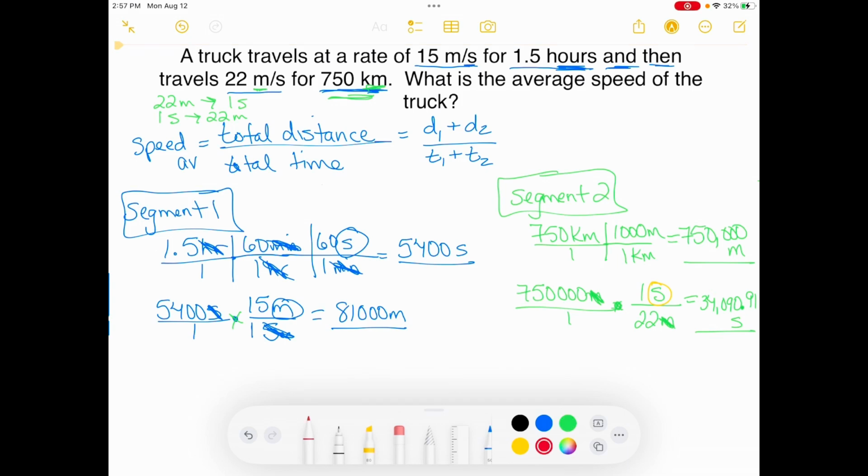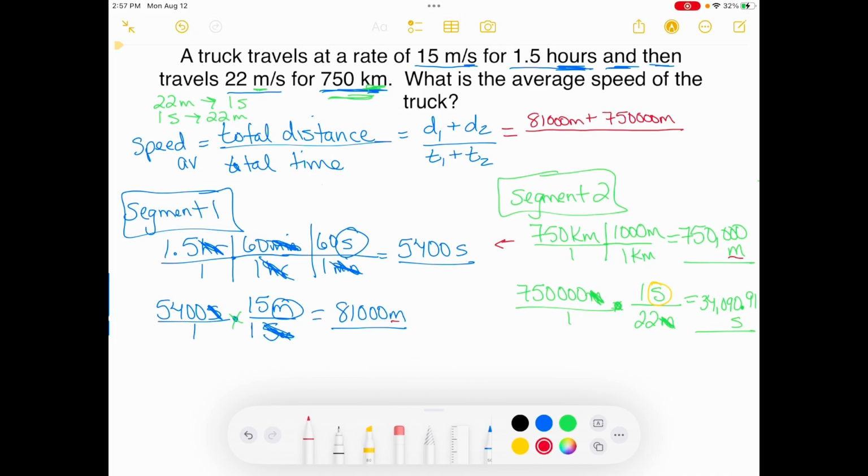I now have total time and I have total distance. So I'm going to go to red and I'm going to go right up here and just keep going. My distance for segment 1 was 81,000 meters. My distance for segment 2 was 750,000 meters. And again, this is why you want to keep your units in. You might have accidentally, if you're rushing on a test, pulled this number, which is seconds, 5,400 out for segment 1. So you want to keep your units. It will save you points and time in the long run, I promise.